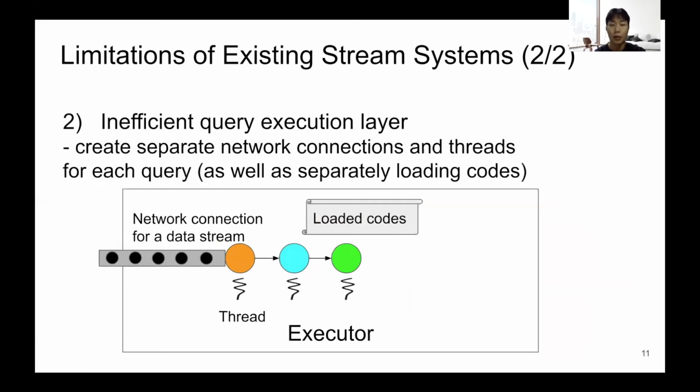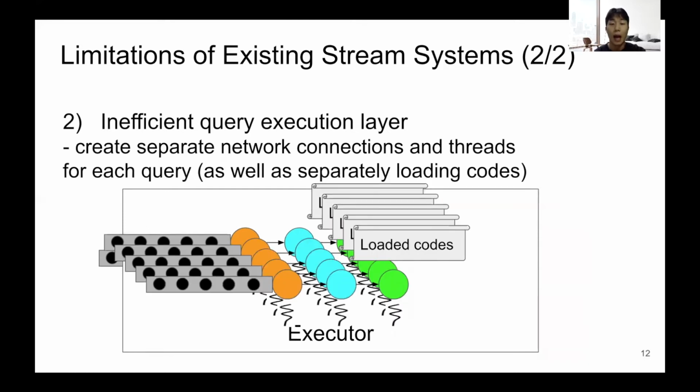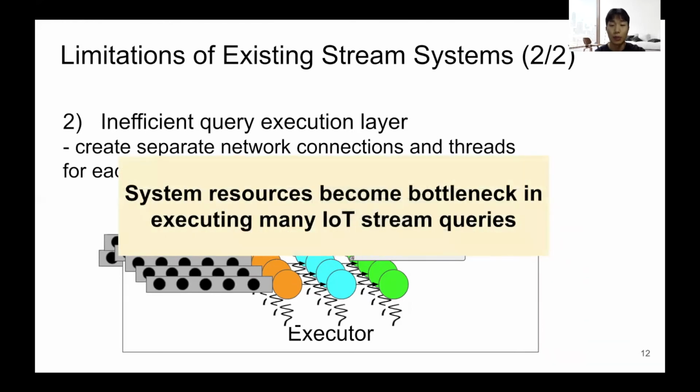Second, to execute a query in the executor, existing systems allocate system resources separately for each query. For example, they separately create network connections, load code, and create threads for each query. However, if a large number of small IoT stream queries are executed, the system resources easily become the bottleneck due to the separate resource allocation.